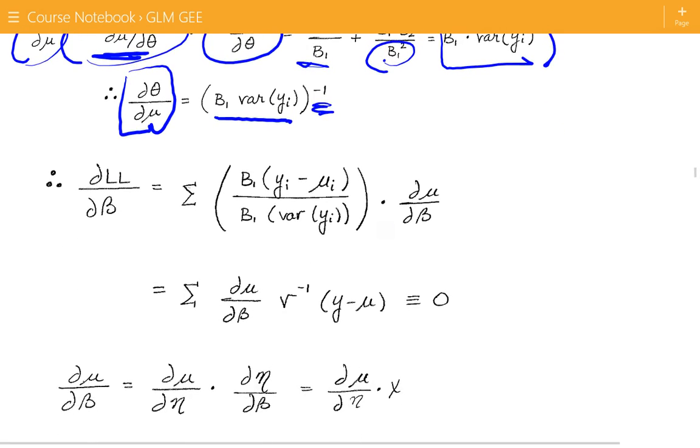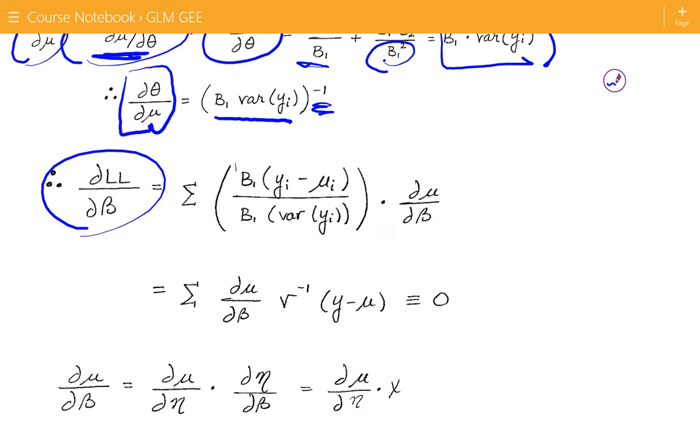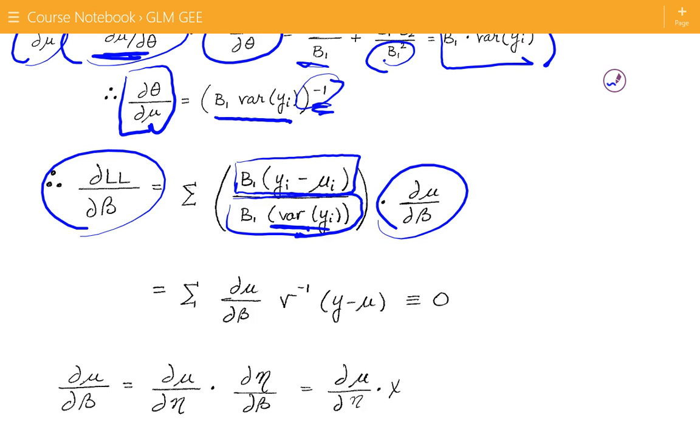So if we put the parts together, we have the derivative with respect to beta is the sum of the b1 times y_i minus mu_i, and here I'm going to do this a little strangely, because I'm going to convert away from the matrix notation just to see what it is, this inverse. And we've got this first derivative b1 divided by the first derivative times the variance of y_i, the denominator here, times d mu d beta. The reason to point it out that way is just to note that the b1's are canceling. So really what we have is our y minus mu.